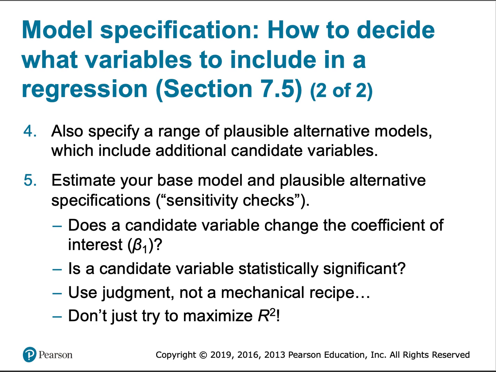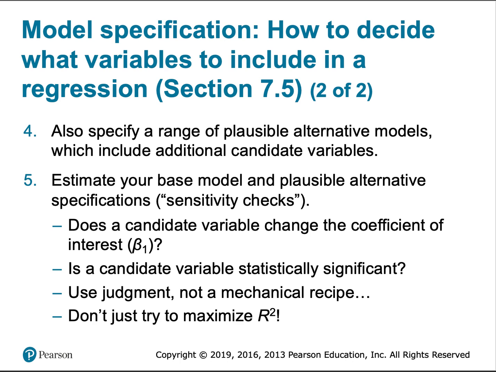If including other variables in the regression does not significantly, substantially change the coefficient on the student-to-teacher ratio, then you can say that the OLS estimate of the regression of test score and student-to-teacher ratio is robust. You've found a robust causal effect. You also want to look at whether the candidate variable is statistically significant. Our judgment is informed by theory and by principles of econometrics.